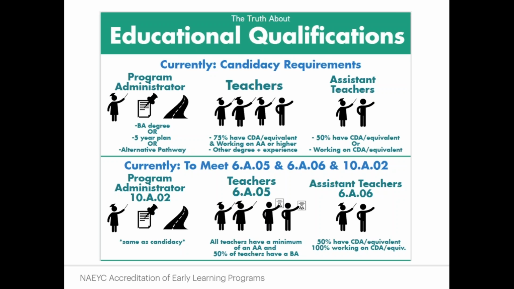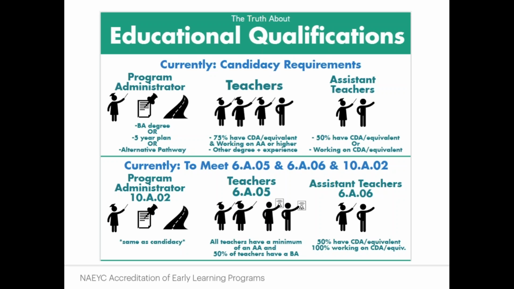Currently, the formal education qualifications are assessed at 2 different levels in the accreditation process. There is a minimum level for teachers and assistant teacher qualifications that must be met for a program to be accepted for a site visit, as you can see in the current candidacy requirements. The more stringent levels of education must be present across staff in order to meet the related criteria in 6A05 and 6A06.